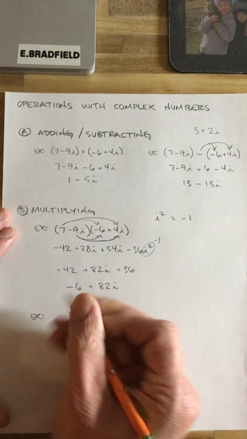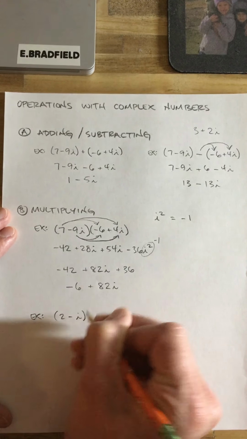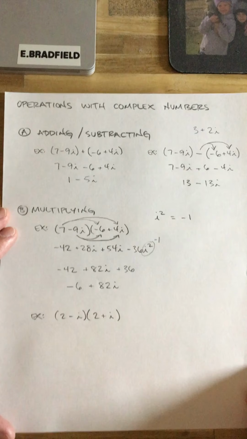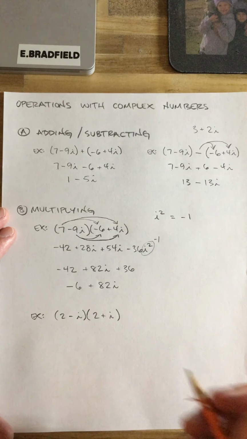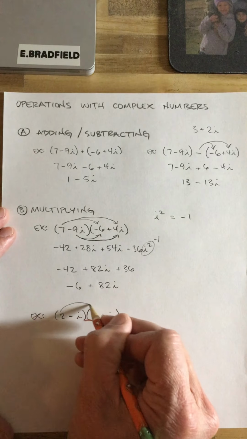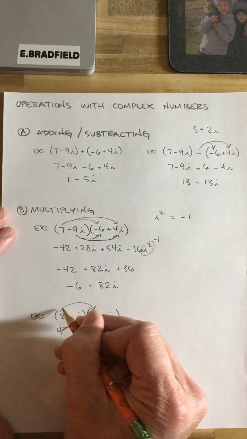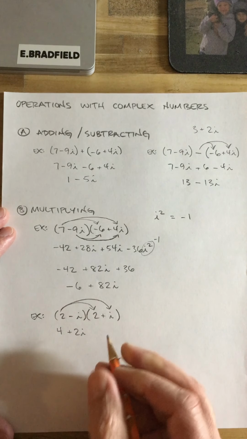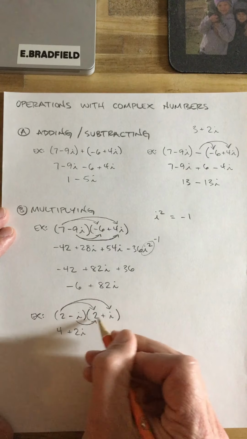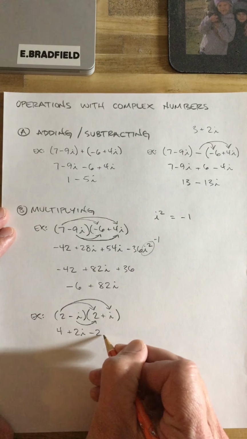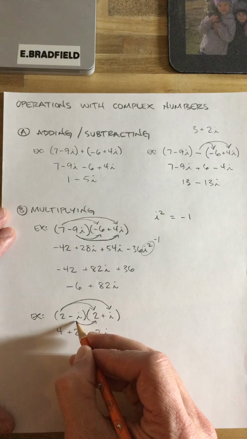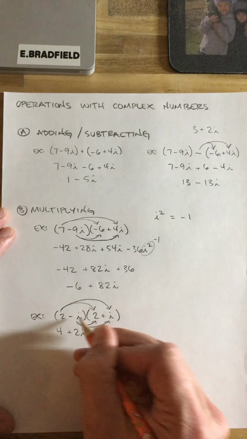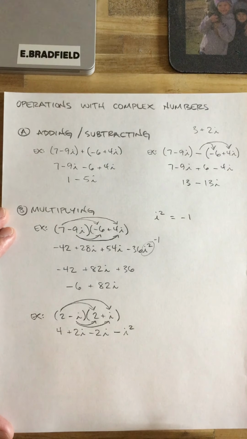Okay, let's try this. How about 2 minus i times 2 plus i. Okay, let's just do that. That sounds fun. All right. So here we go. We have 2 times 2, that's 4. Then 2 times i, that's plus 2i. Then we have negative i times 2, so that's still 2i, but it's negative, so minus 2i. And then here we have negative i times i, so a negative times a positive is a negative, and i times i is i squared.